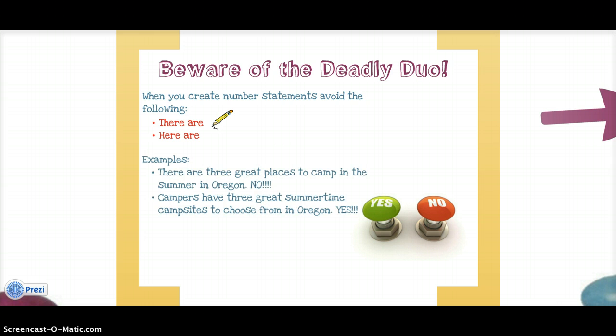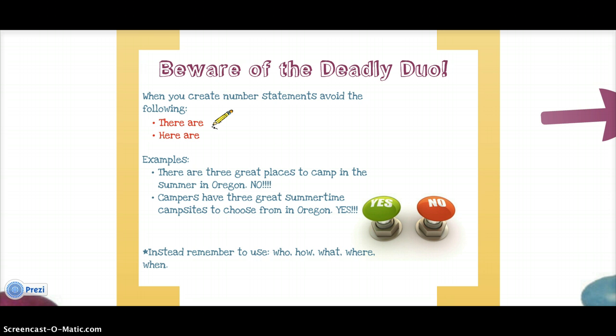Okay, here's an example. "There are 3 great places to camp in the summer in Oregon." That's just boring. It's much more interesting to start with who you're talking about. "Campers have 3 great summertime campsites to choose from in Oregon." That is so much better. So be careful as you're writing your topic sentences. If you started yours with a "there are" or a "here are," you might want to go back and adjust that. Change it.